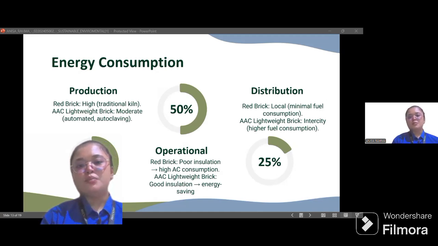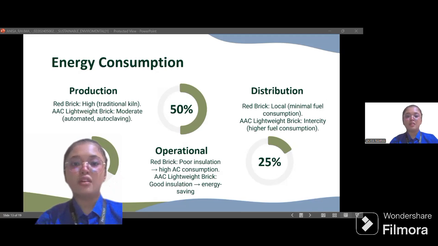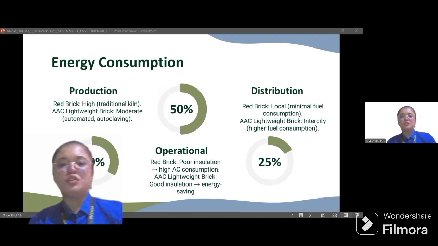On the other hand, AAC bricks have excellent thermal insulation due to their porous structure, which helps maintain a stable indoor temperature. With better insulation, the need for air conditioning is reduced, leading to more energy efficient climate control. In the long term, using AAC blocks can reduce energy consumption for both cooling and heating, making them a more environmentally friendly option in terms of building energy consumption.